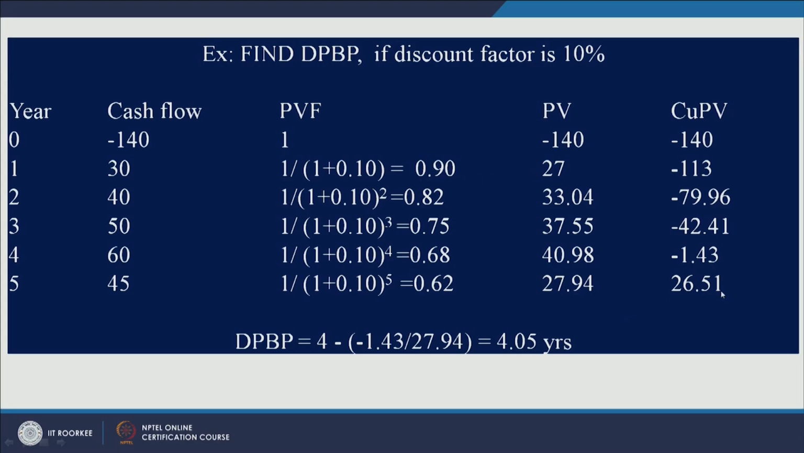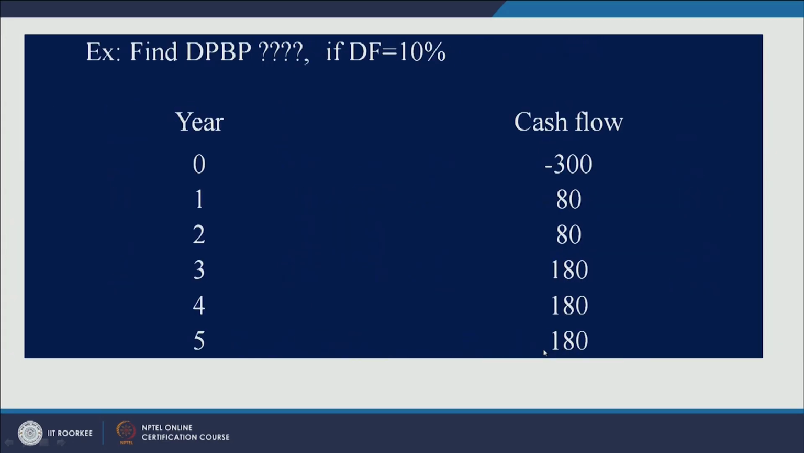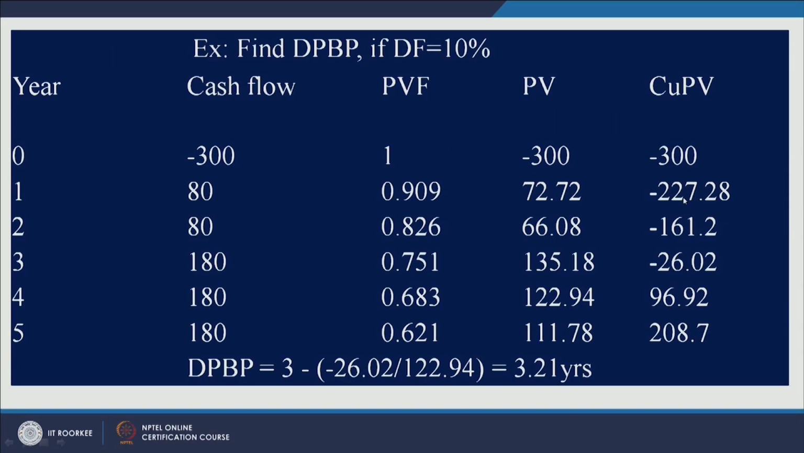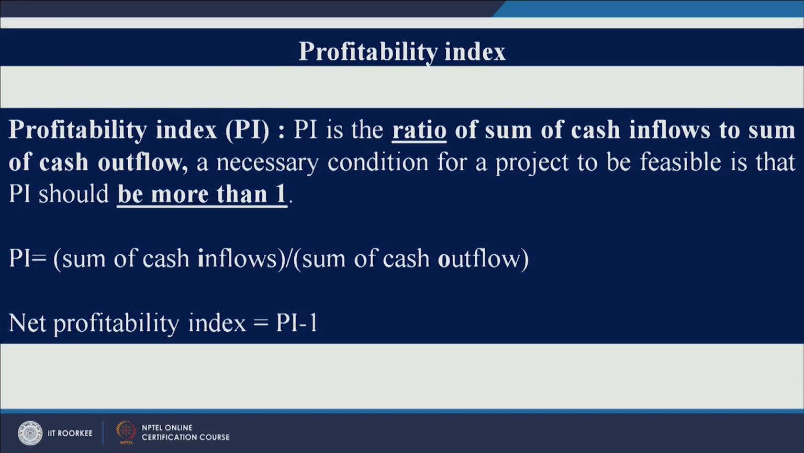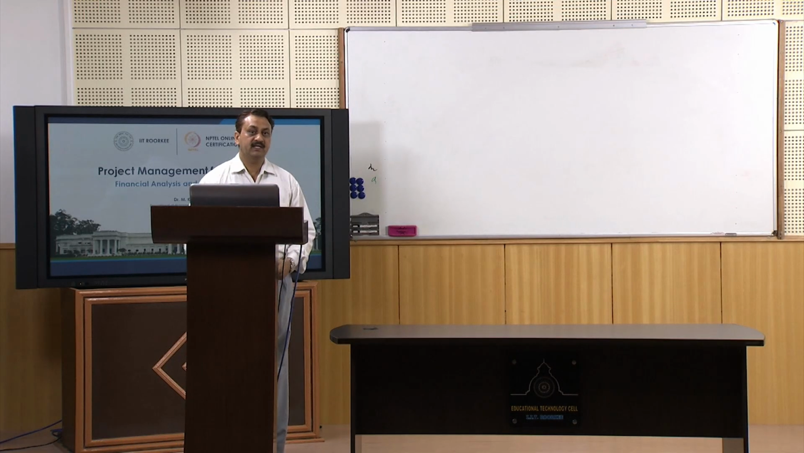So what we are saying at the end of the day, this is your payback period which is a discounted one. So the discounted payback period is 4.05 years, right. You can solve this question also. The discounting factor is 10%, and when we solve this question our discounted payback period was 3.21 years, right. So this is again a very simple method. Let us look at profitability index.